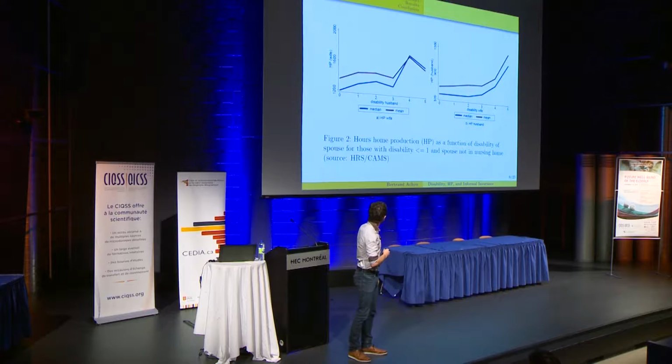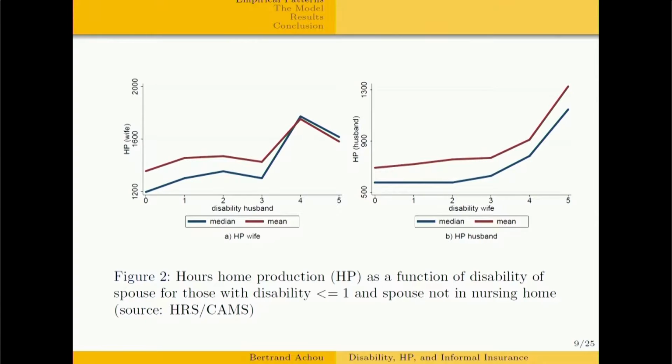Now, about the endogenous reaction of home production to the disability of your spouse. On the left panel, you've got hours of home production done by the wife with a disability level lower than 1. I have a disability measure going from 0 to 5, where 5 is very high disability and 0 is no disability. I plot the hours of home production done by the wife as a function of the disability of her husband. What you see is that as your husband gets more disabled, you usually increase the hours of home production that you do. The amounts are quite substantial as well, about 400 hours here.